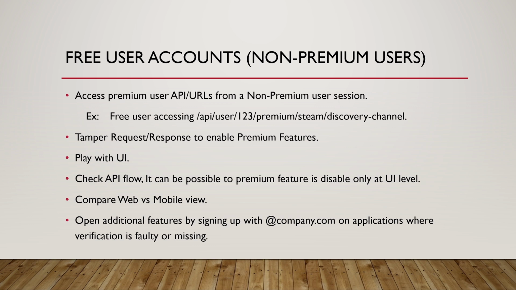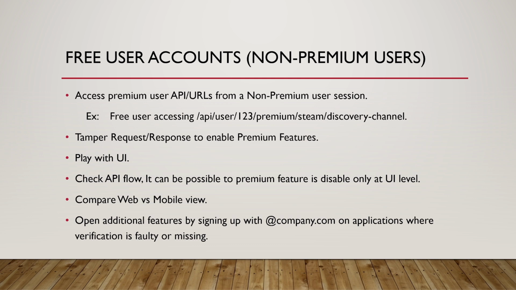You can bypass paid feature restrictions like that by accessing premium user APIs or URLs in a non-premium user session. Tampering request response to enable premium feature. For example, if you're trying to access some premium feature, and in the request there is some parameter which has some boolean value, for example, premium equal to true or premium equal to false, you can manipulate those values and see if you are able to access that premium feature or not.